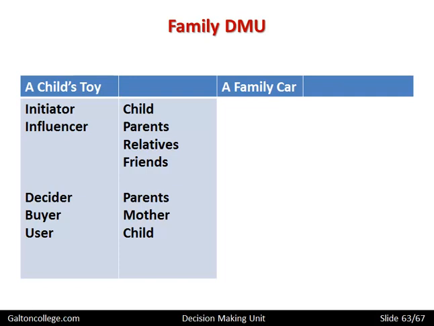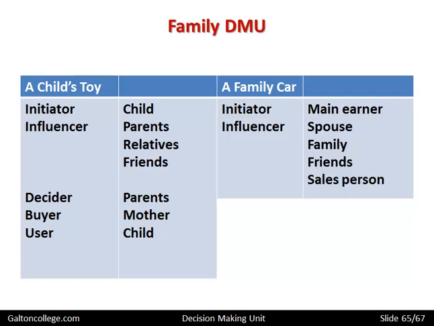Let's look at a family car. Well, the initiator here may be the main earner, the person who brings the income into the house, which will be used to sustain the household. The influencer on the family car may be the spouse of the person who's going to use the car. It could be the wider family, or it could be friends. It could be the salesperson. These are influencers.